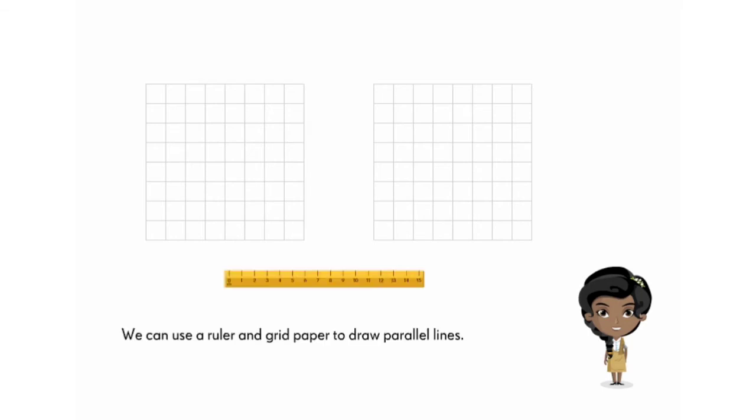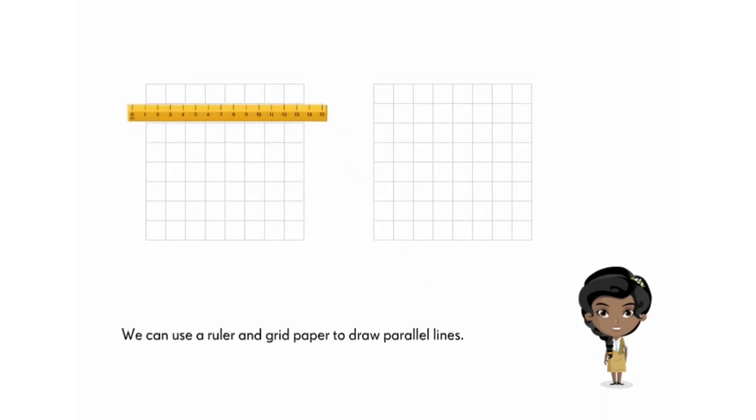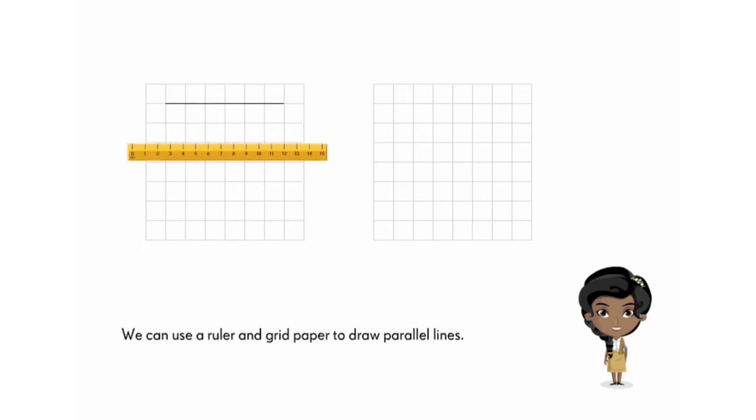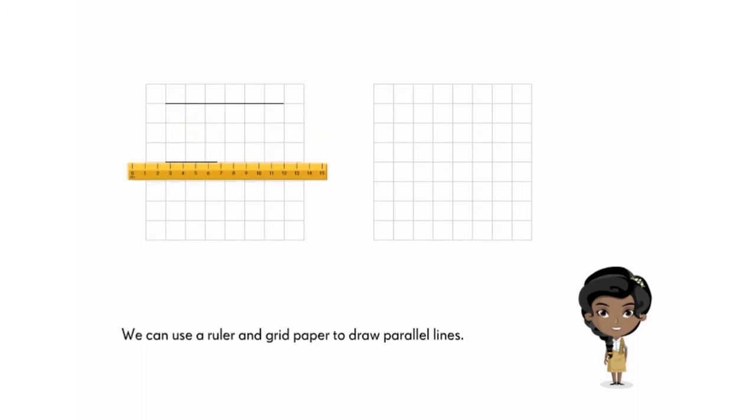Let's draw parallel lines together. We can use a ruler and grid paper to draw parallel lines. We can draw a pair of parallel lines from left to right, like this. We can also use a ruler to draw parallel lines straight down, this way.